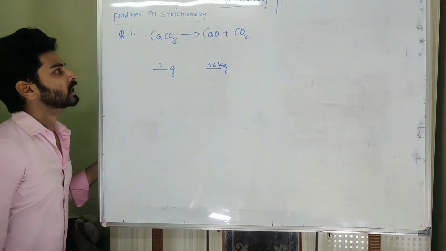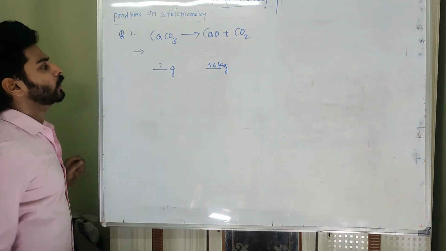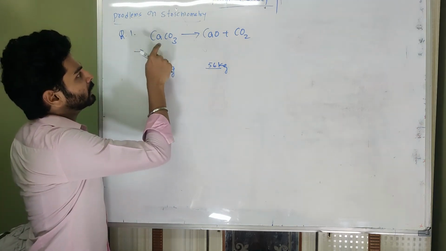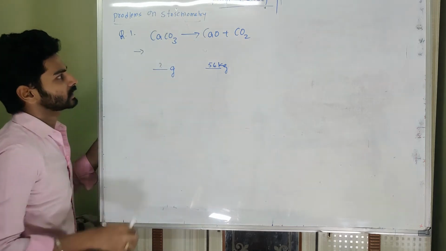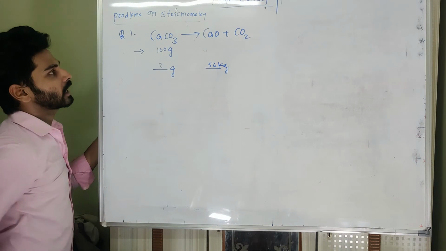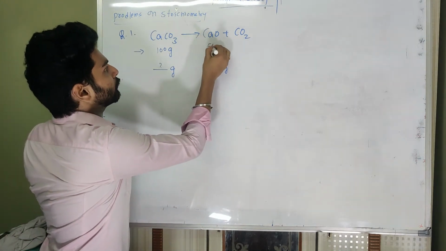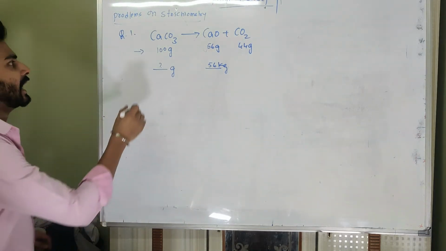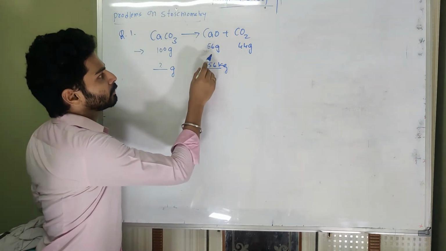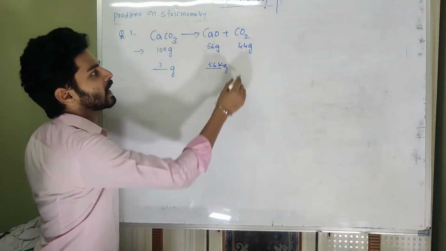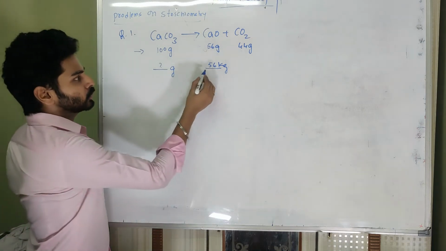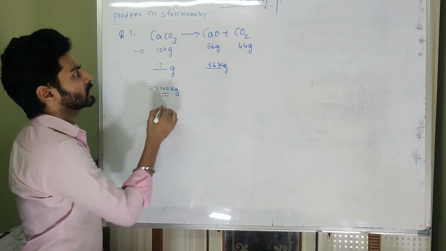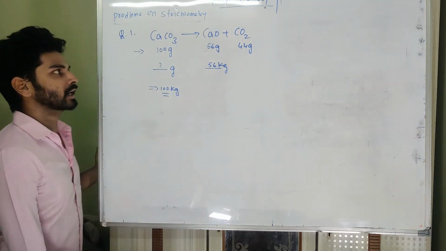The equation is already balanced. Now here mass ratio is taken because the given data is in terms of gram. Calcium is 40, carbon is 12, oxygen is 3 into 16, that is 100 grams. Calcium is 40, oxygen is 16, that is 56 grams, and this is 44 grams. So the mass ratio tells us that 100 grams of calcium carbonate decomposes to give 56 gram of calcium oxide and 44 gram of CO2. So to get 56 kg, definitely this has to be 100 kg. If you have 100 kg of calcium carbonate, then it will give us 56 kg of calcium oxide after decomposition.